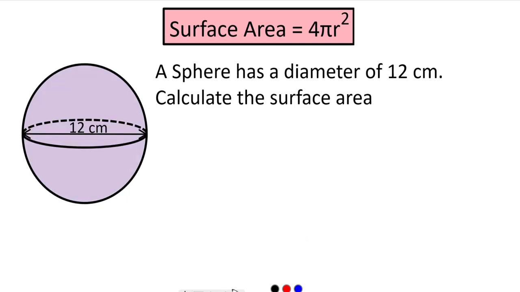Now we have a sphere, but this time the radius is not given. What we have is a diameter. And of course, you can solve this even if you don't know the radius. So what we're definitely going to be doing here is, if the diameter is 12, we have to find what the radius is. Now we know the radius is half of the diameter. So if the diameter is 12, the radius will be half of it, and that will be 6 centimeters.